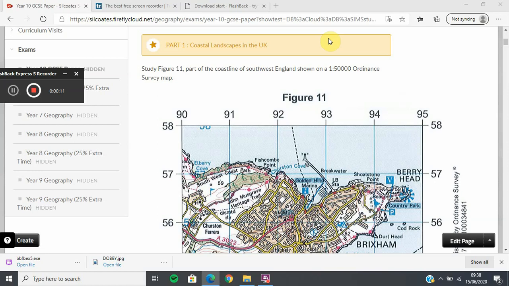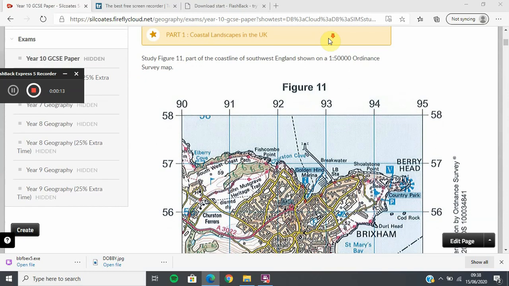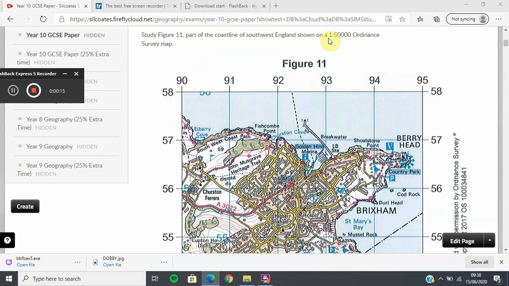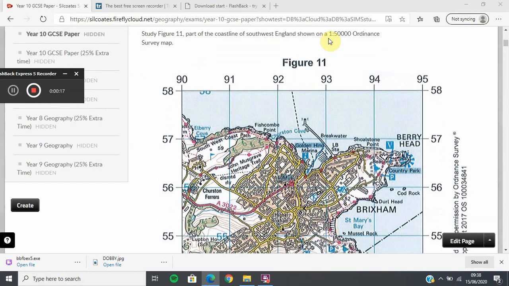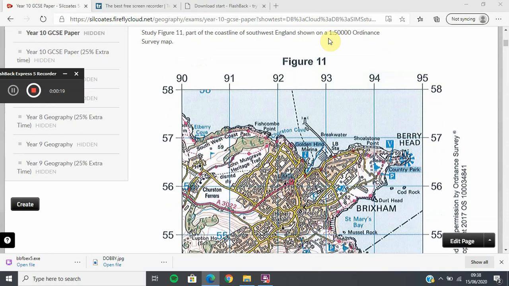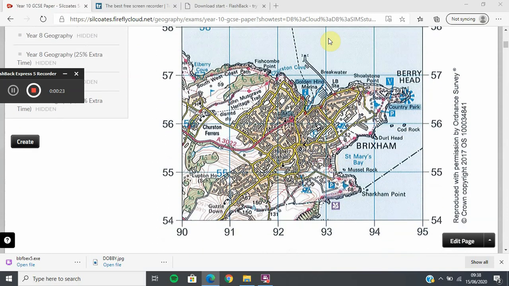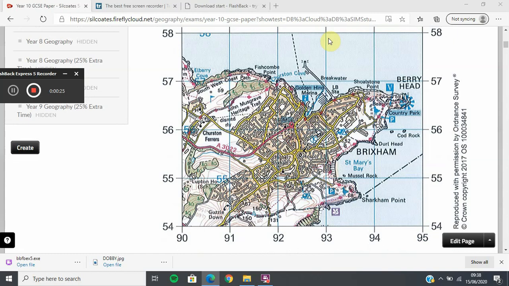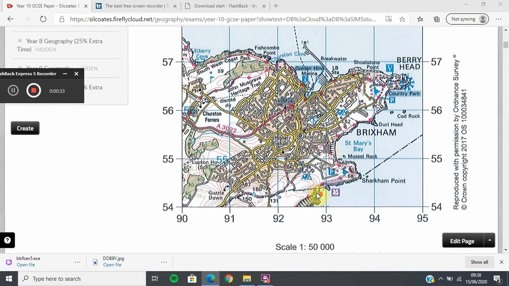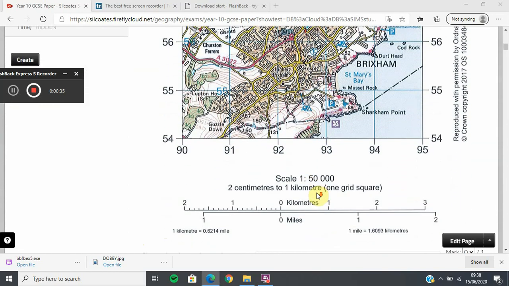Okay, so the first question, or the beginning of the assessment, asks you to have a look at figure 11, and it says this is part of the coastline of southwest England, shown on a 1 to 50,000 Ordnance Survey map. Look down here, there's our map of the area, and we've got our grid references along the bottom and along the side. Okay, so let's have a little look at the first question.